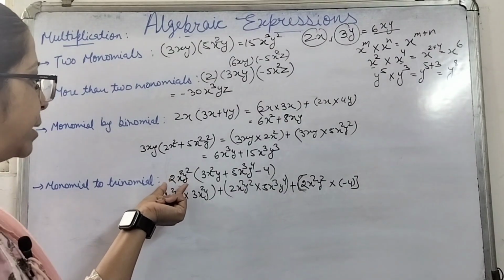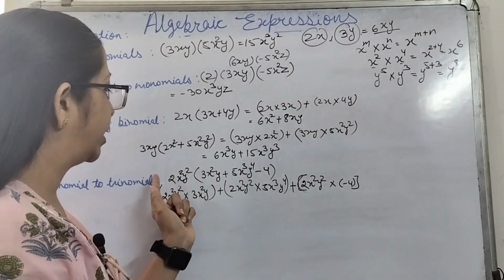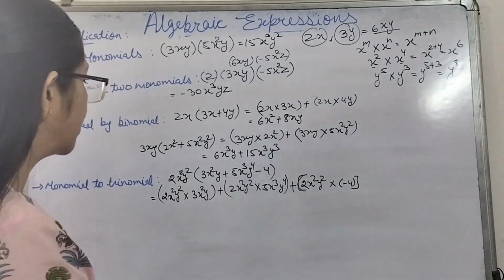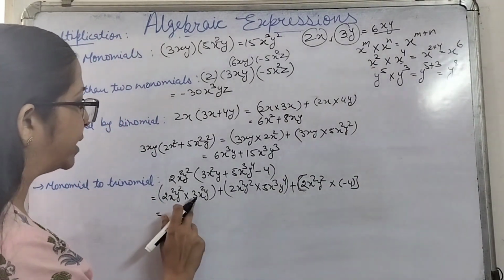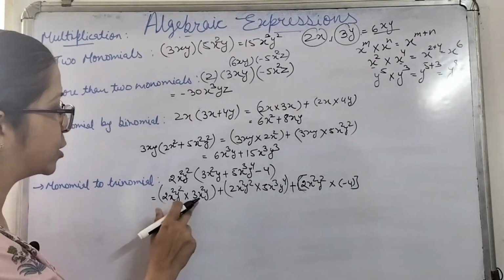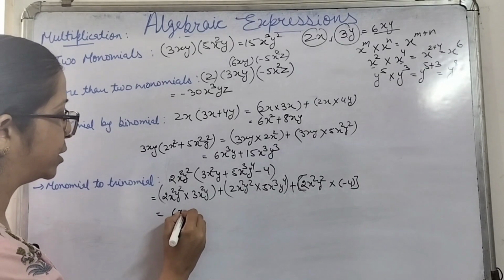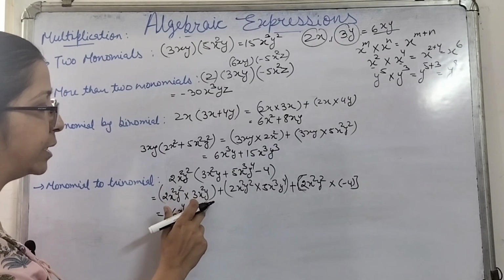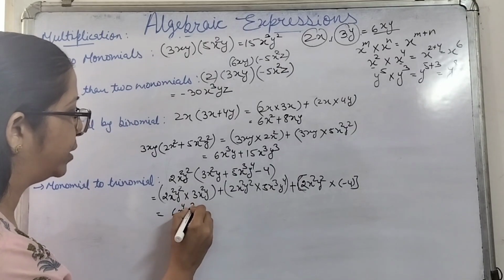This is how we will be multiplying this monomial by a trinomial. We will be multiplying this monomial by all the three terms of the trinomial. So here 2 multiplied by 3 will be 6, x square multiplied by x square will be x raised to the power 4, 2 plus 2 will be 4, y raised to the power 2 multiplied by y, that is y raised to the power 3.